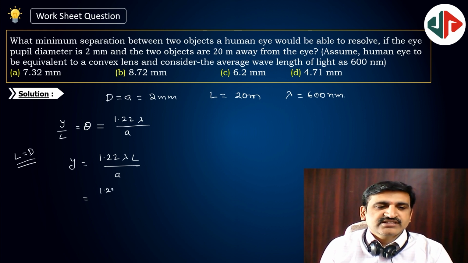So 1.22, lambda 600 nanometers, 10 to the power of minus 9, and L is equal to 20 meters, divided by the A value, 2 mm, into 10 to the power of minus 3. Roughly it will be 7.32 mm.